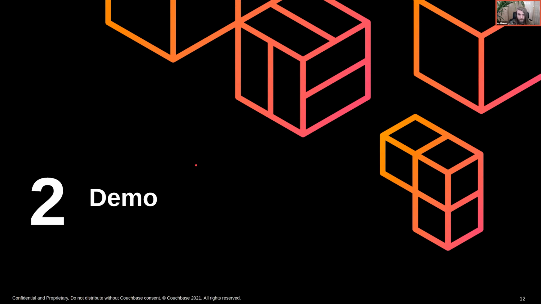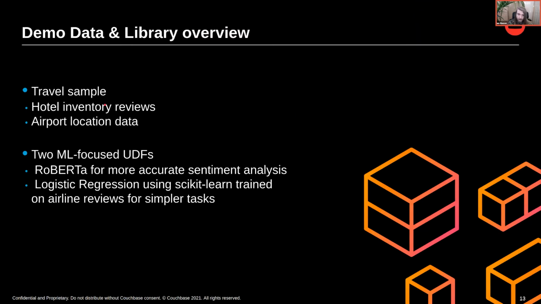But first, to give a little bit of a preface of the data and the setup. We're going to use the integrated travel sample data that's part of Couchbase. We're going to use the hotel inventory reviews. Basically, that data set contains hotels, and inside of them there's a field that has the reviews of those hotels. And then there's another data set that's about airport locations. And so we'll do a join between those two.